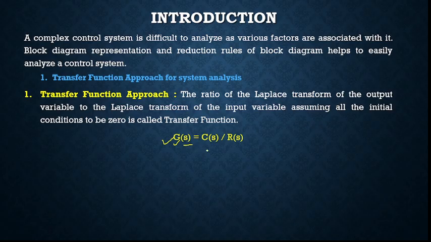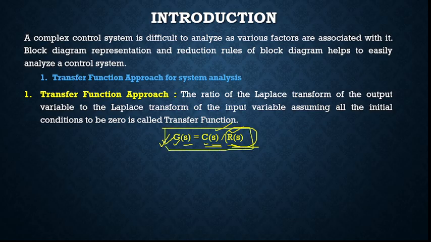The input is normally represented as R, and its Laplace transform is represented by R(s). How the input is transferred to the output, where the output is represented here by C, and in the Laplace transform it is C(s), is known as the transfer function of the system, with all the initial conditions of the system considered as 0. So this is the transfer function approach.